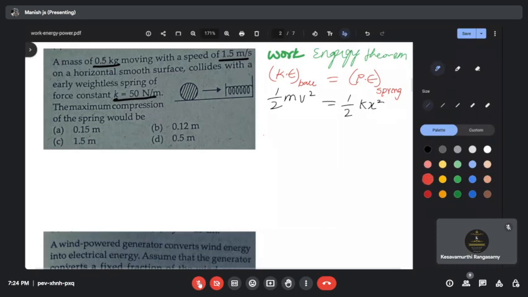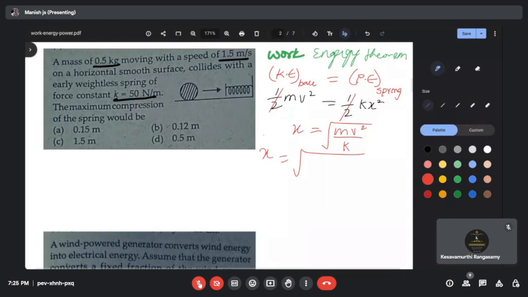Now here, what are they asking? They are asking us x, the compression. So you would go for a rearrangement, simplify it, and then get the answer. You can see that both the sides half would get cancelled off, right? So what is x equal to? Go for a rearrangement, take an under root. So it is m times v square upon k, isn't it? Under root. So substitute the value, simplify, and get me the answer, children. Tell me what is the answer that you're getting after you substitute and simplify.